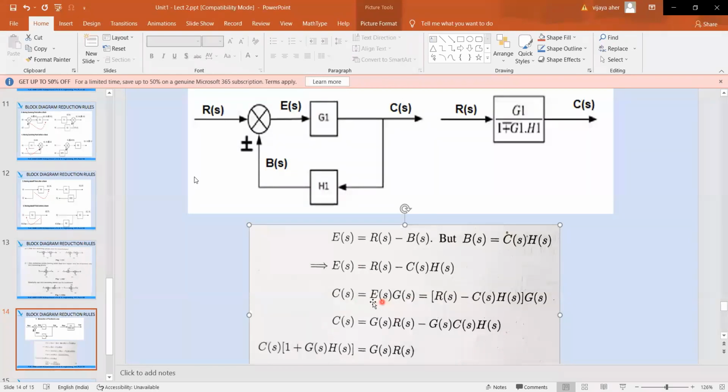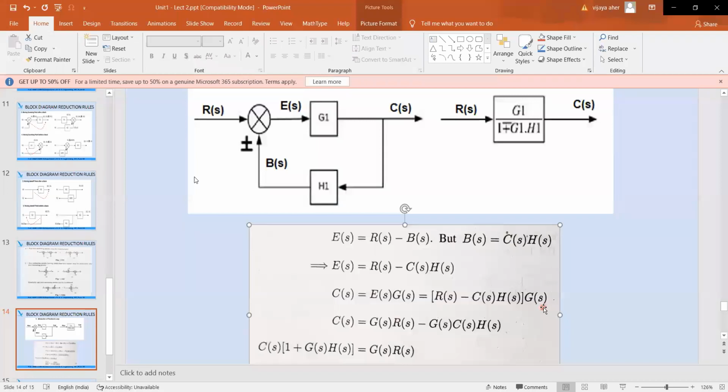Right. Now we know the equation of E(s) is this, right? So you can write the equation of E(s) over here. So the equation for output C(s) is equal to, E(s) is R(s) minus C(s) into H(s). We put the same equation here, R(s) minus C(s) into H(s), bracket complete, into this transfer function G(s) as it is. So your equation for output C(s) is equal to R(s) minus C(s) into H(s), bracket complete, into G(s). So this is the equation for output, right?